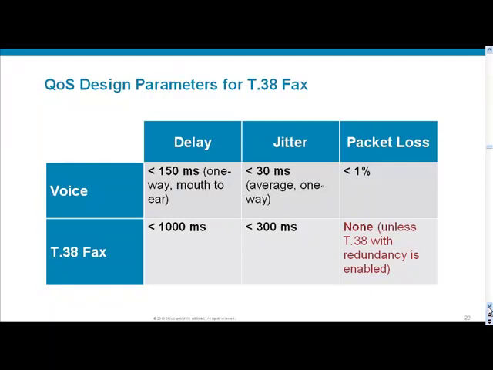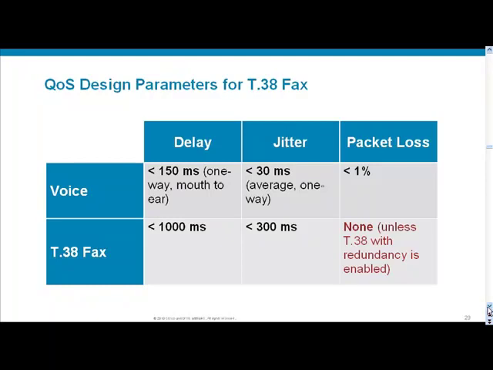If we then look at jitter, they recommend for voice to keep jitter at less than 30 milliseconds. And for fax, because of its high tolerance for delay, Cisco uses very deep jitter buffers, fixed jitter buffers, in fact, of 300 milliseconds. So as you can see here as well, if you can meet the less than 30 milliseconds for voice, then your fax will be fine.